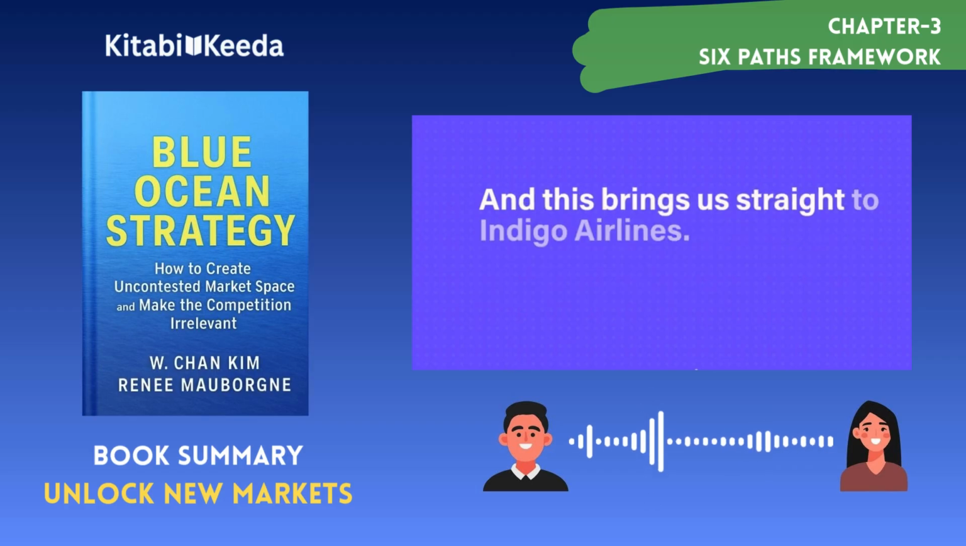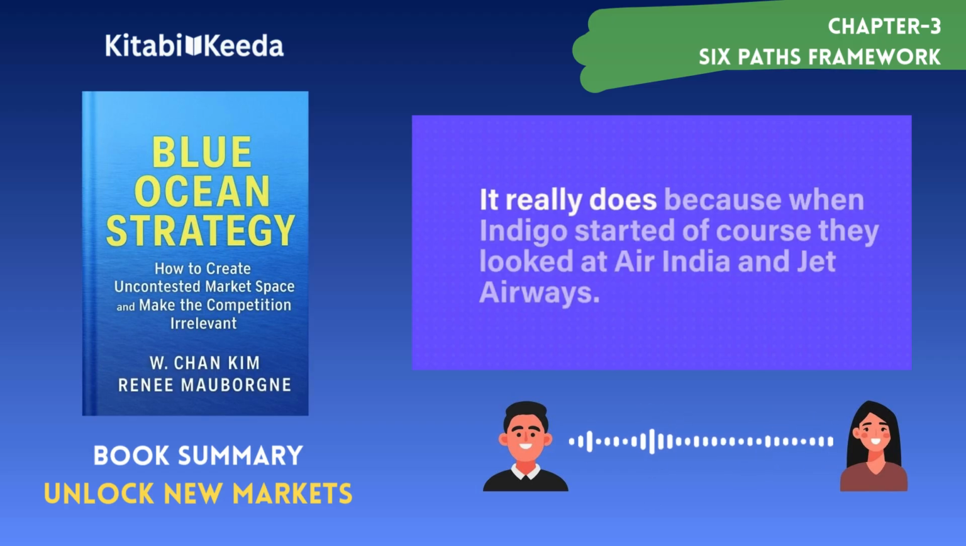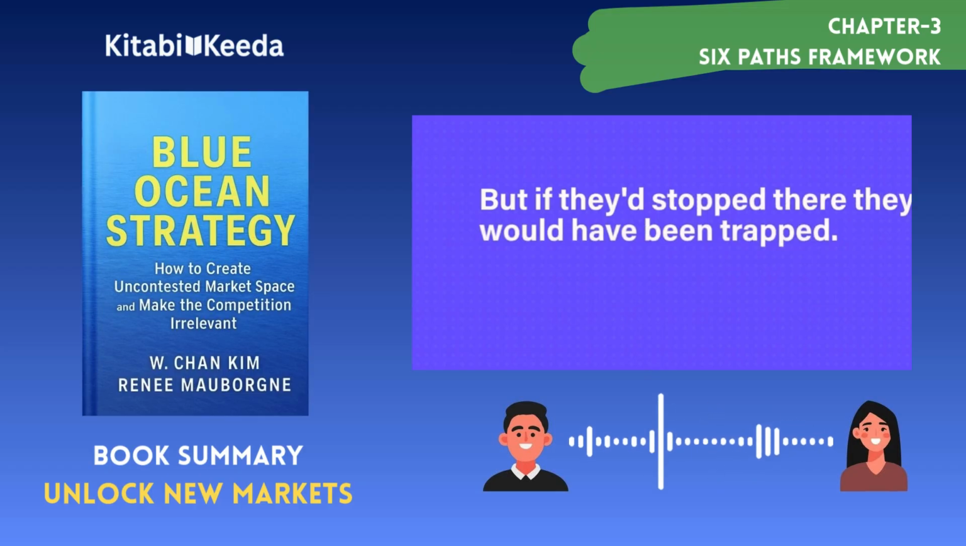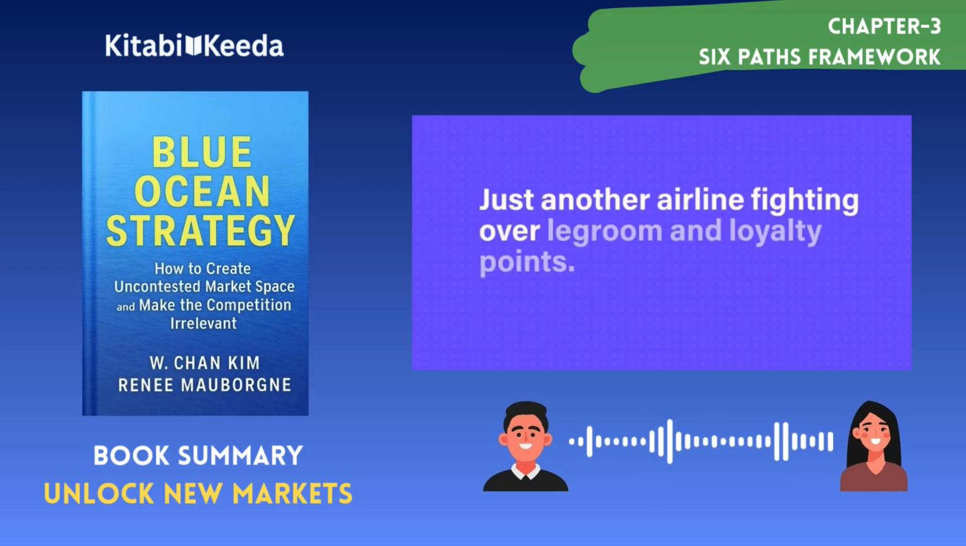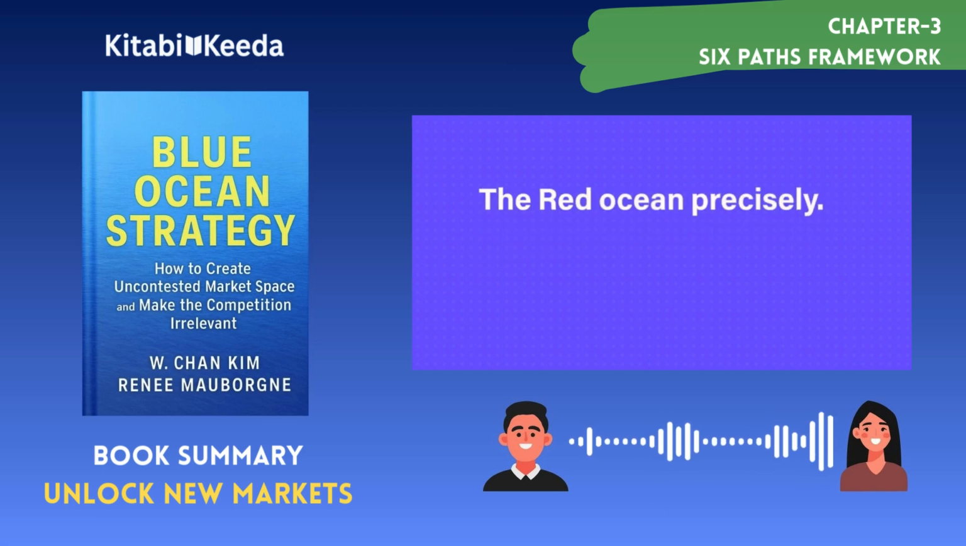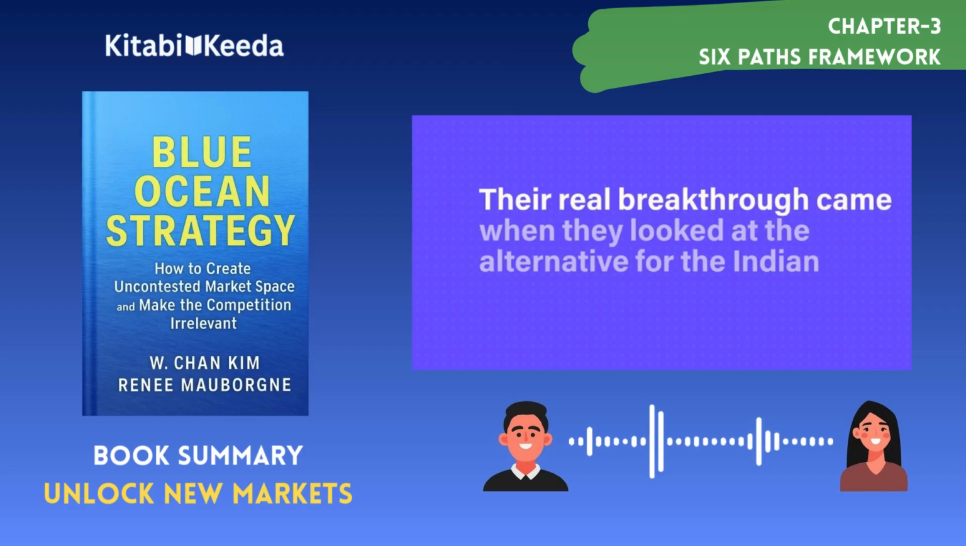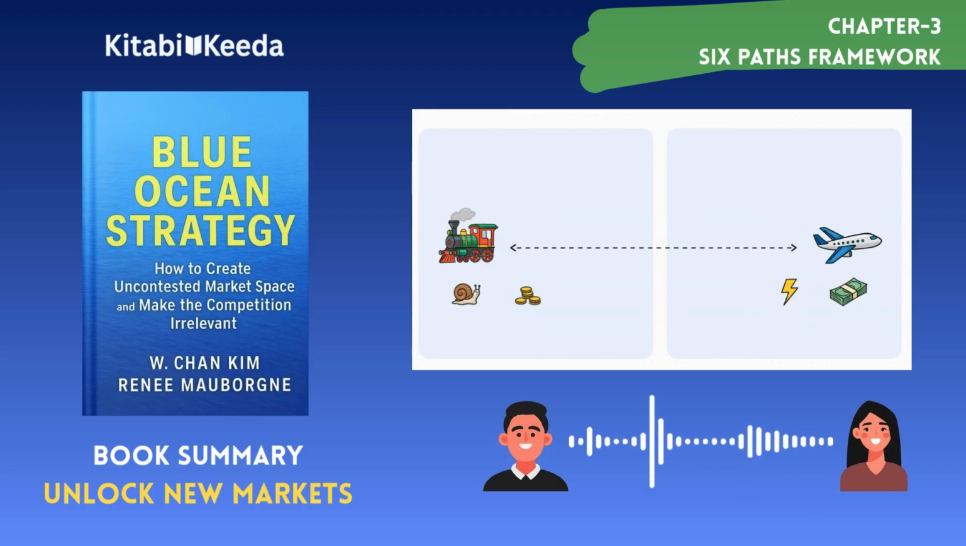And this brings us straight to IndiGo Airlines. It really does. Because when IndiGo started, of course they looked at Air India and Jet Airways. But if they'd stopped there, they would have been trapped. Just another airline fighting over legroom and loyalty points. The red ocean. Precisely. Their real breakthrough came when they looked at the alternative for the Indian middle class. Which was not another airline. It was the train. It was long-distance rail travel.